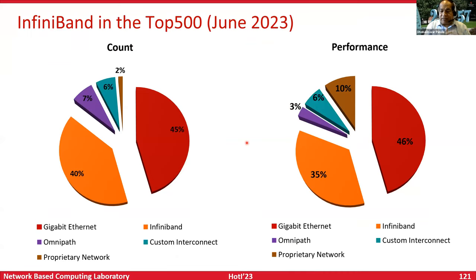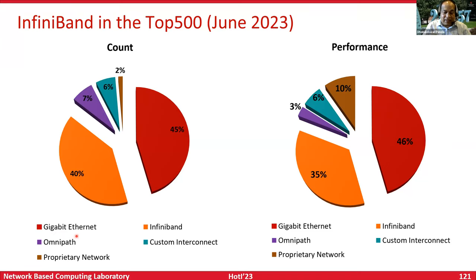So then, if you take a look, this is the latest, June 2023. In another two months, we'll get a new list. What it's trying to show on the left-hand side is the count: out of those 500, how many of these systems are using what technology. And the right-hand side is in terms of performance. If you combine the performance of all the 500 systems, which technology is contributing to which performance? So at a very high level, InfiniBand is being used by 40%.